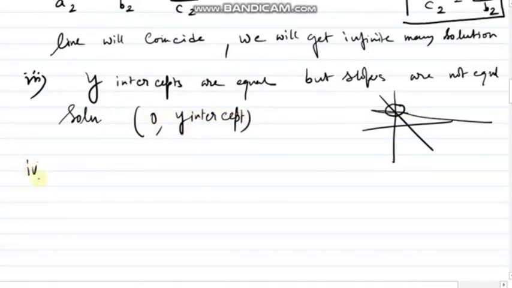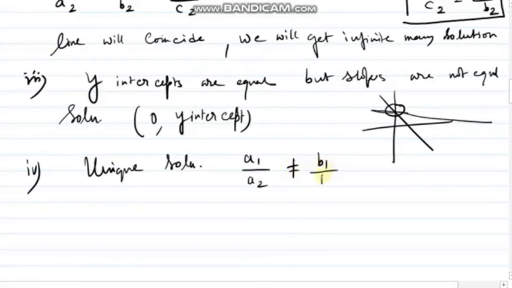My last point. So what we understood, to get a unique solution, it is an absolutely necessary condition that slopes cannot be equal. So for getting a unique solution, my condition is a1 divided by a2 is not equal to b1 divided by b2. That is, the ratio of the coefficients of x is not equal to the ratio of the coefficients of y.